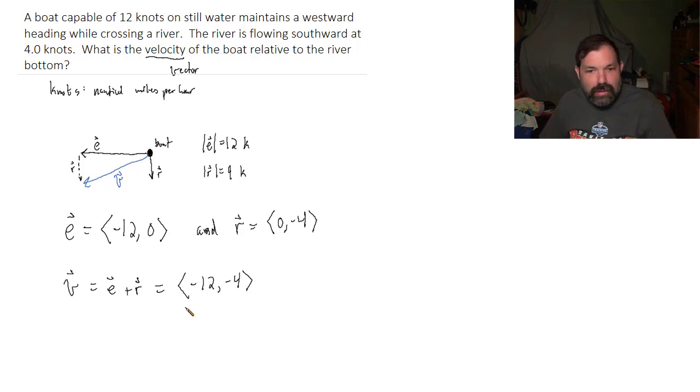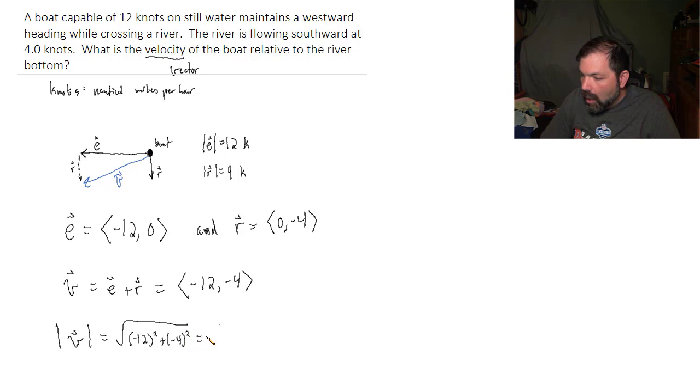So now what does this mean? Well, what is the velocity? Can we find the magnitude of the velocity vector? Sure. The magnitude would be the square root of negative 12 squared plus negative 4 squared. And so that ends up being 144 plus 16, which is the square root of 160. Let's take the square root of that.